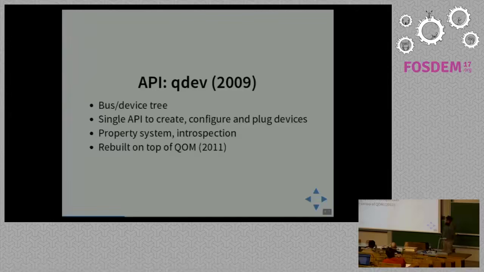The next API I'll talk about is QDev. QDev is the bus and device tree hierarchy system inside QEMU. It allows us to provide a generic interface, external and internal, to create, configure, and plug devices in QEMU, instead of having different APIs or different command line options for each device type. And it has a property system that allows configuration and introspection of devices. One thing that's important to keep in mind is that QDev was introduced in 2009, but when we introduced QOM, which I'm going to talk about later, the QDev abstractions were basically rebuilt on top of QOM. But I'll talk about that later.